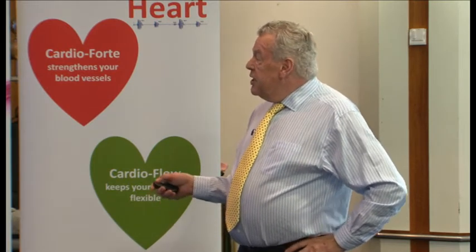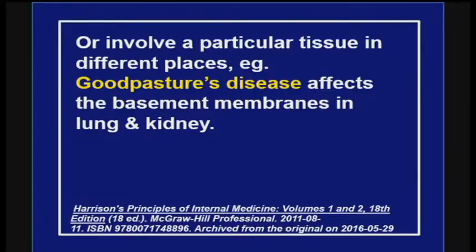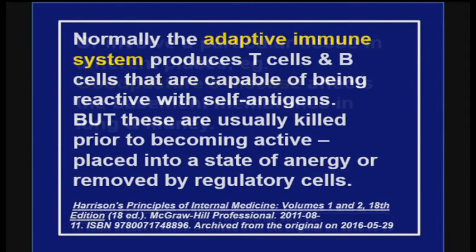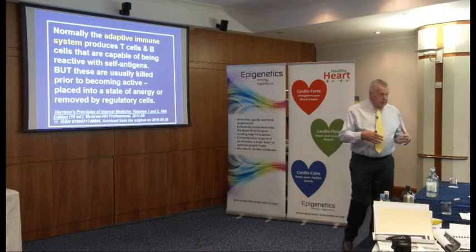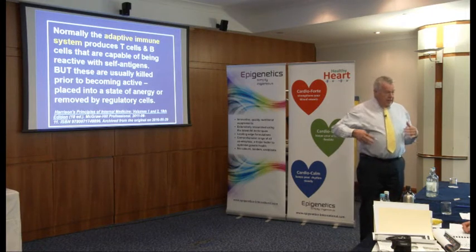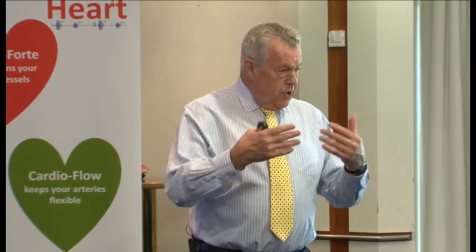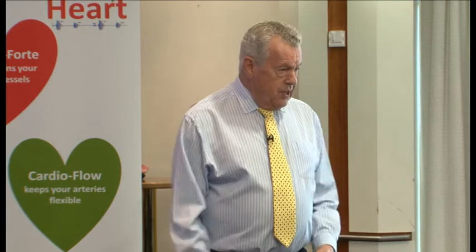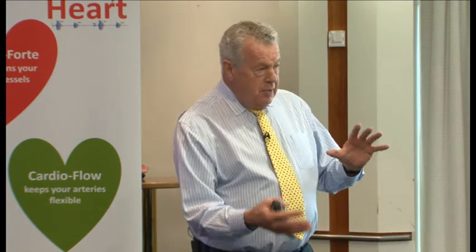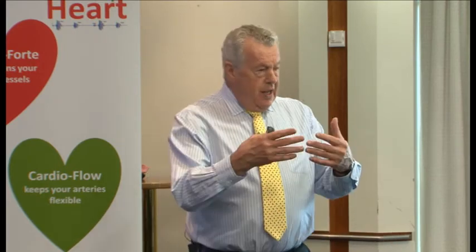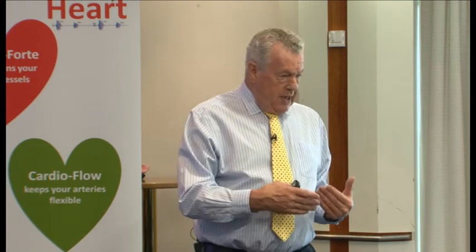Or it involves a particular tissue in a different place, for instance, Goodpasture's disease, which affects the basement membranes in the kidneys and lung. So normally the adaptive immune system produces T cells and B cells that are capable of being reactive with self-antigens. So basically what this means is we produce antibodies and antigens against our own tissue, which seems foolish really, doesn't it, to actually go into a self-destruct process with our own immune system attacking our cells, primarily because it can't find the source of what it should be attacking.